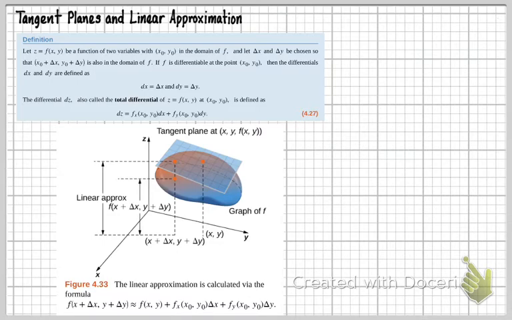And it says the differential of z, also called the total differential of z, equals f(x,y) at (x0, y0) and is defined as fx(x0, y0) dx plus fy(x0, y0) dy. So in this instance, the total differential, the dz, is actually what would be approximated here.